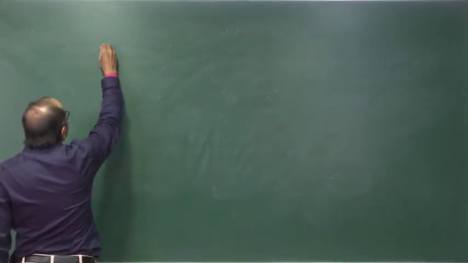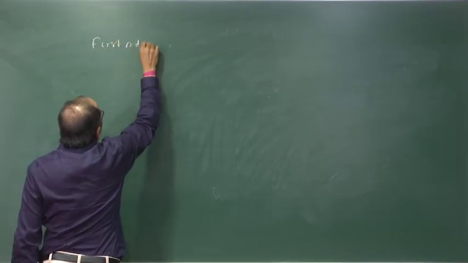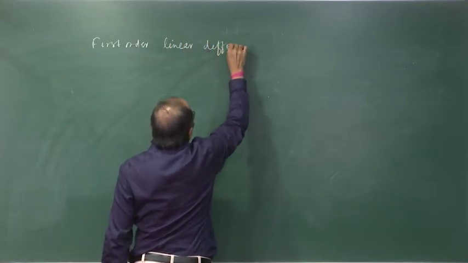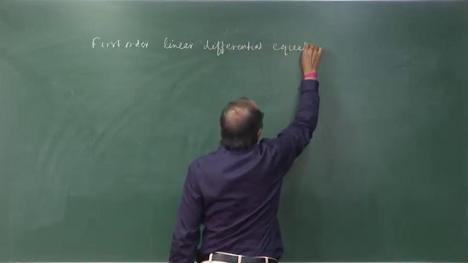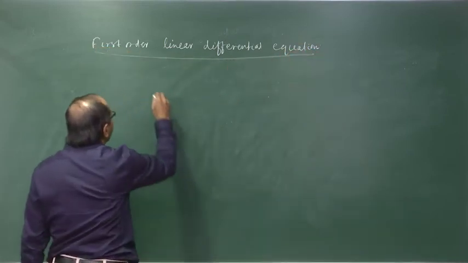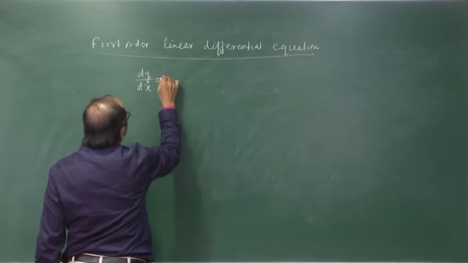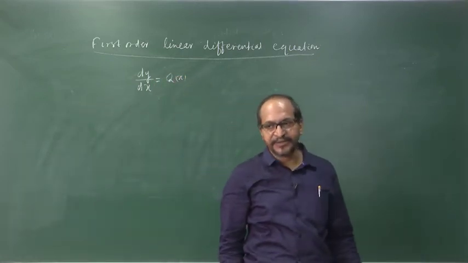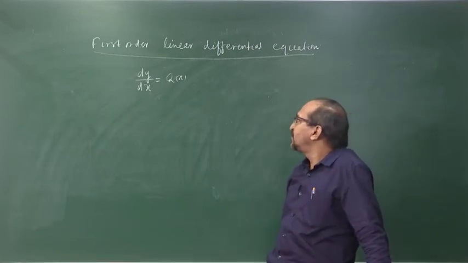The simplest first order linear differential equation is in the form dy by dx is equal to q of x, right. Y as a function of x. So, that is dy by dx is equal to q of x.